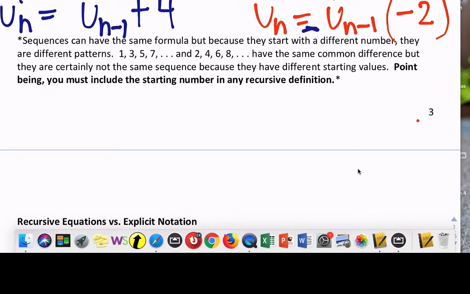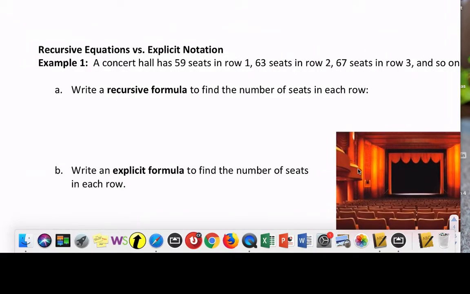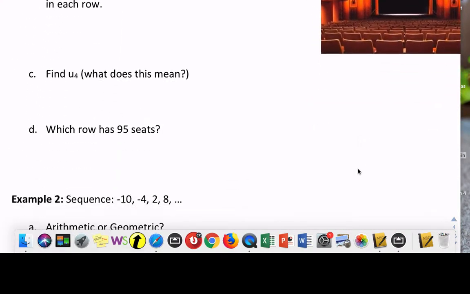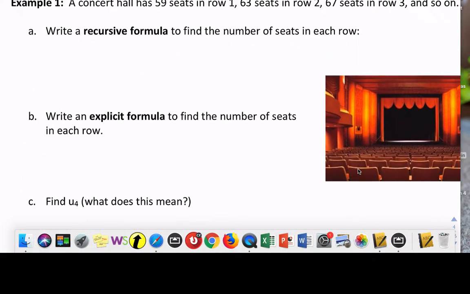Sequences can have the same formula, but because they start at a different number, they have different patterns. So if we take a look at 1, 3, 5, 7, and 2, 4, 6, 8, they have the same common difference, so you're adding 2 every time, but they are not the same sequence because they have different starting values. So the point is you need a starting number when you write this recursive definition. Okay, so we're going to practice that, and we're also going to look at something called the explicit notation, which you'll find as review. So let's do a few more examples of this.